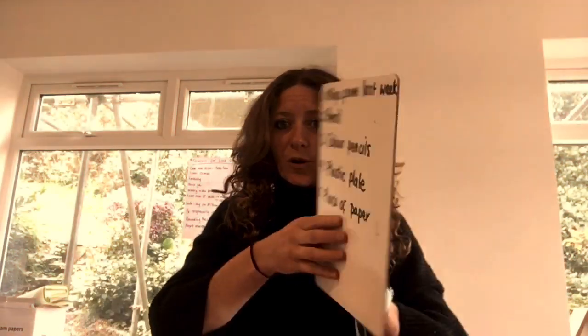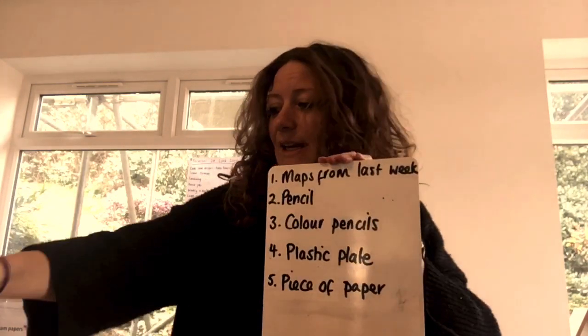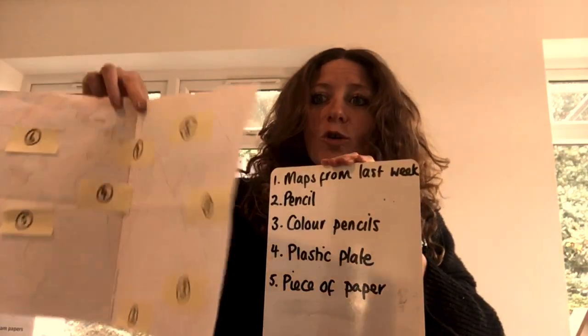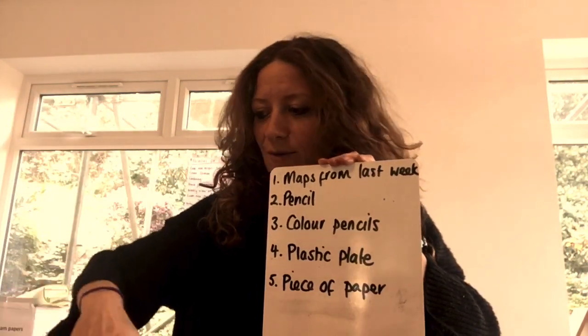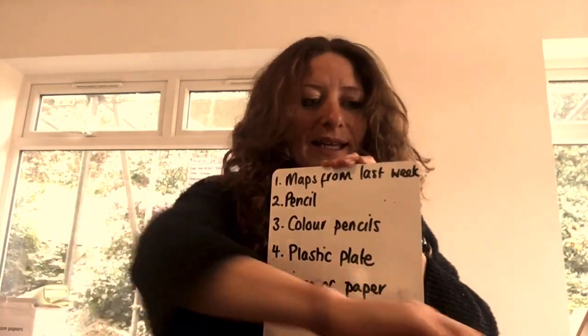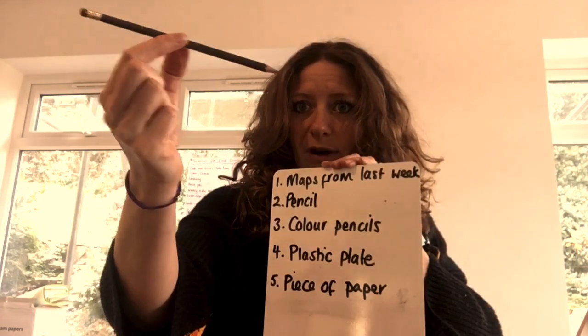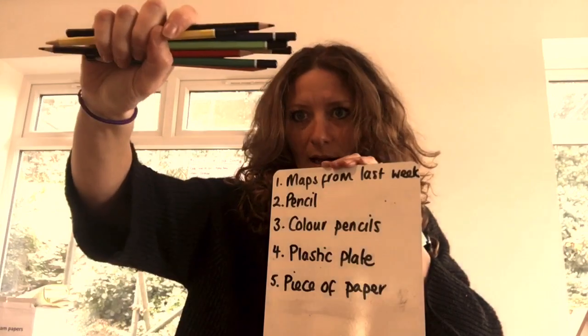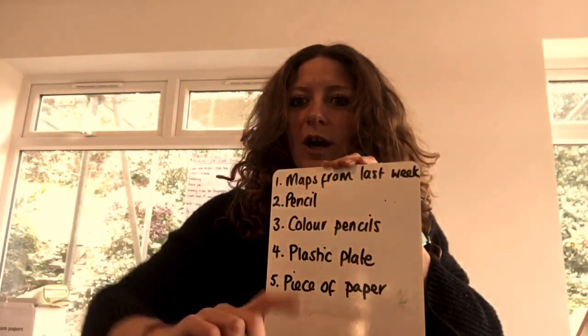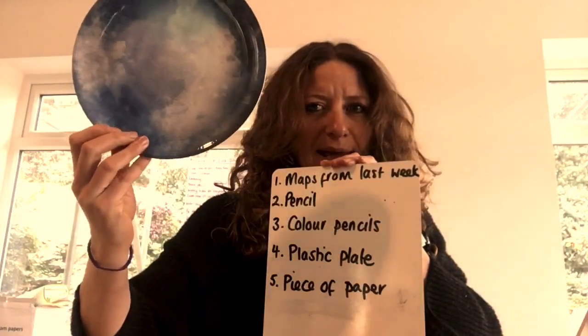Now, before we start the week 2 session, we need to go through the list of all the things that you're going to need for this session. So, I've got the board. The first thing you're going to need is your map from last week. Okay, so go and get your map from last week. You are going to need a pencil, so a normal writing pencil. You are going to need your trusty colour pencils. You are going to need a plastic plate.